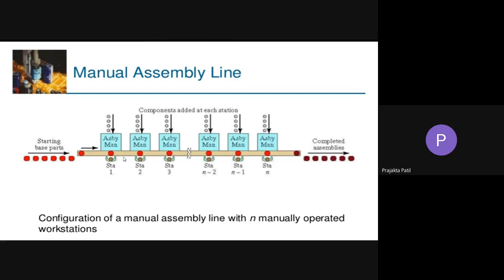And at that time that particular model was in trend, and people used to go for it.